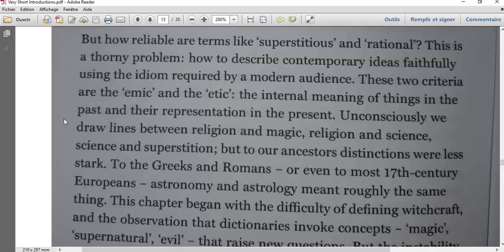Et ici, typiquement, dans cette phrase-là, "These two criteria are the emic and the etic, the internal meaning of things in the past and their representation in the present."